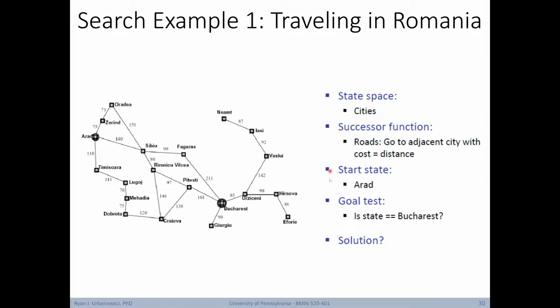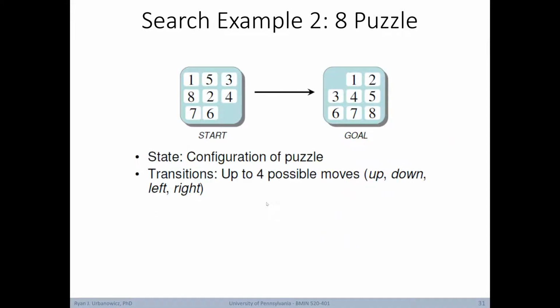In this example, our start state is Arad. We're actually starting at this location. And our goal test is, are we in Bucharest? So we're trying to navigate from Arad to Bucharest, and we're trying to find a solution, a path from one to the other. And our problem could be to find any path, or to find the most efficient path that has the least cost.